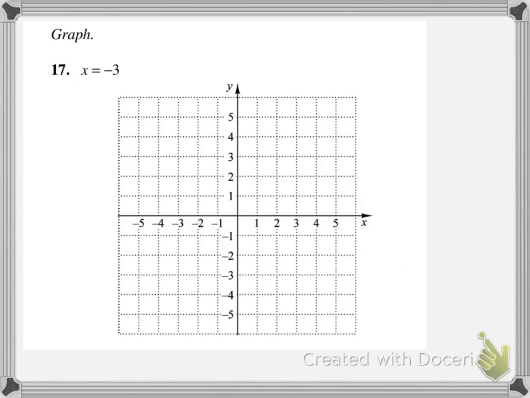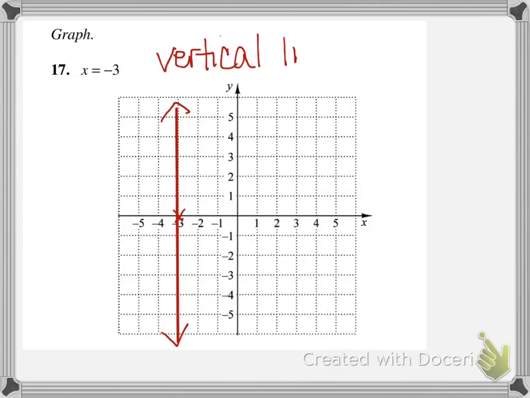Well, if it's x equals negative 3, that means it must cross the x-axis at negative 3. It has an x-intercept at negative 3. So since it's crossing the x-axis, then it must be a vertical line going through negative 3. So when it's x equals, it's always going to be a vertical line because it has an x-intercept, so therefore it must cross the x-axis.